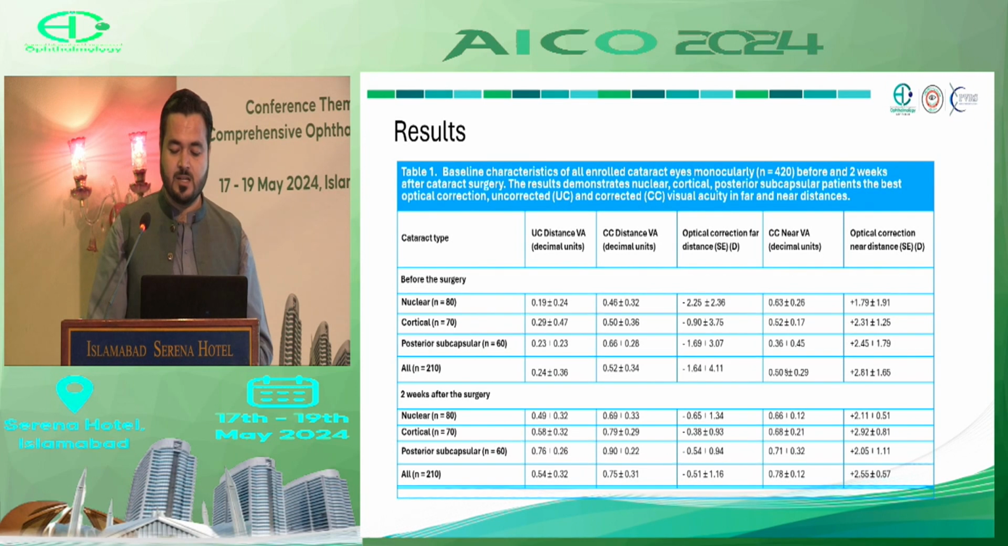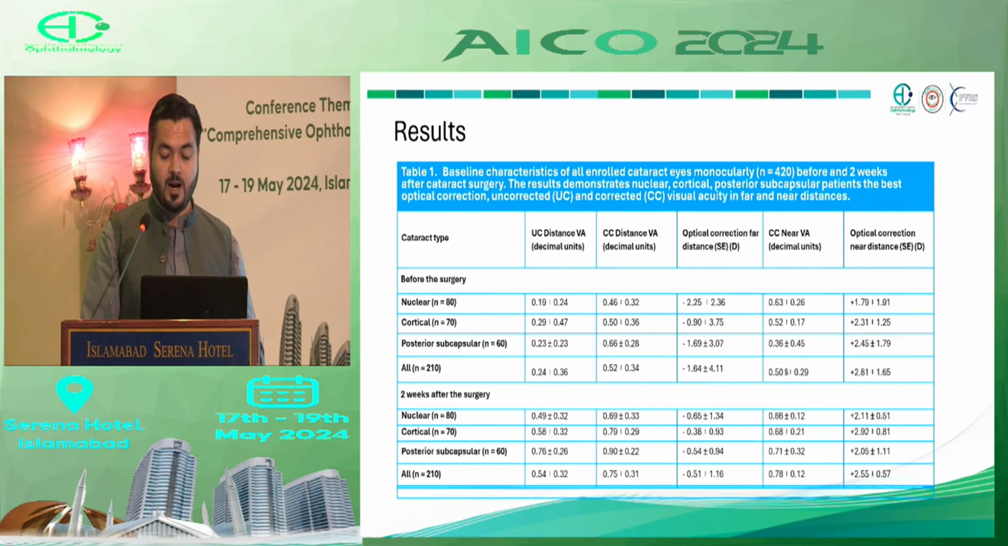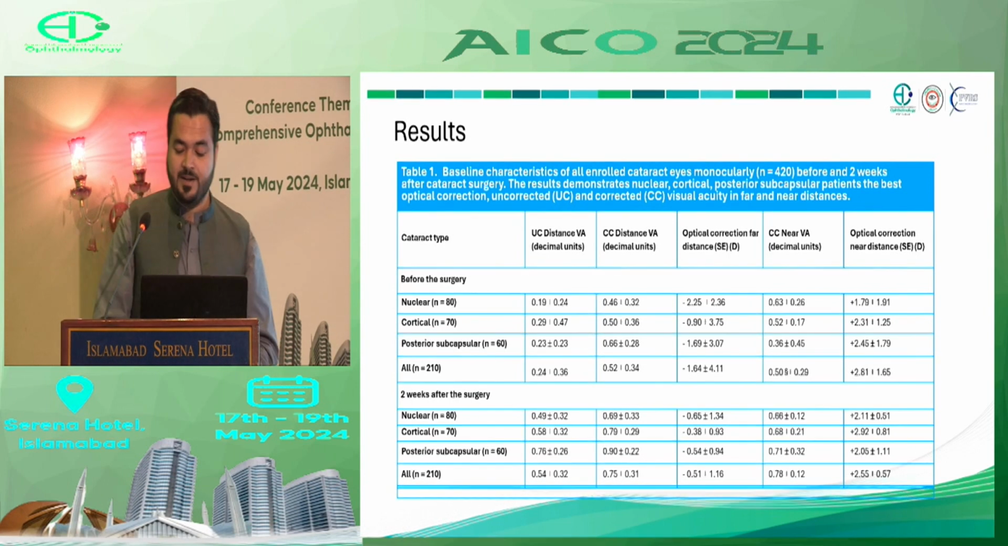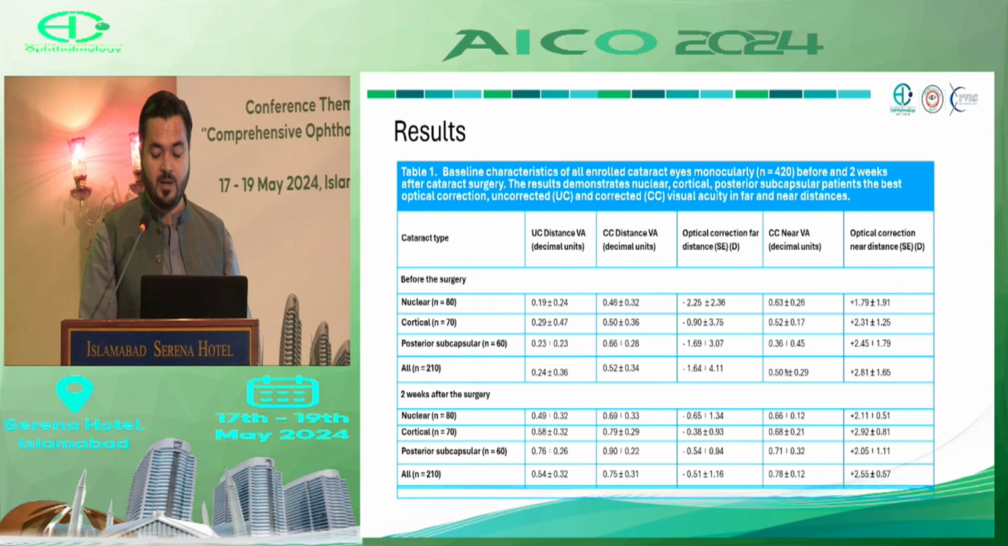This table summarizes the visual acuity and optical refraction data of cataract patients before and after surgery. It shows the best corrected visual acuity in far and near distance, as well as optical correction measured in spherical equivalent. Before surgery, patients had varying levels of visual acuity, with some needing significant optical correction. After surgery, there was an improvement in visual acuity for most patients, with a significant number achieving better visual acuity without the need for correction. The table highlights the positive impact of cataract surgery on improving visual acuity and reducing the need for optical correction in cataract patients.